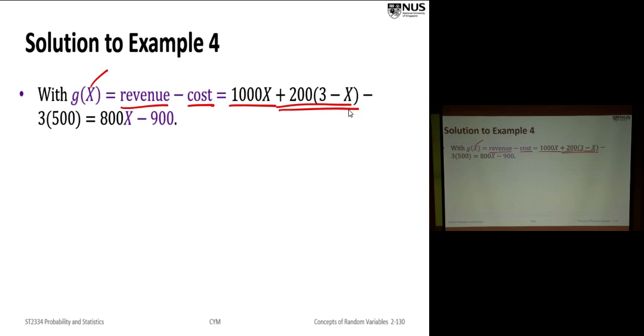If x is the number that you sold, the number unsold is 3 minus x. For each unsold one, you will get $200. So x is the number of necklaces you sold. If you sold 0 necklaces, then you won't get $1,000, but all the remaining 3 unsold will be sold back to the designer at $200 each. So it's 200 times (3 minus 0). This represents the revenue.